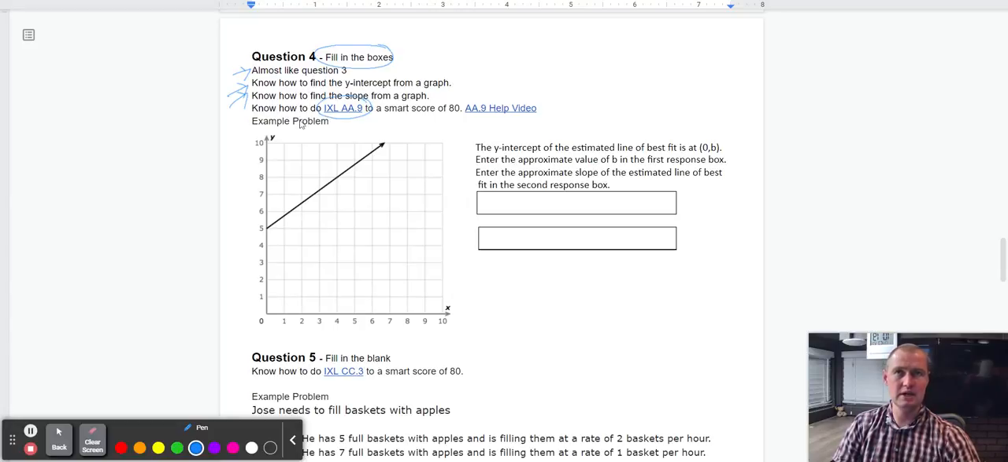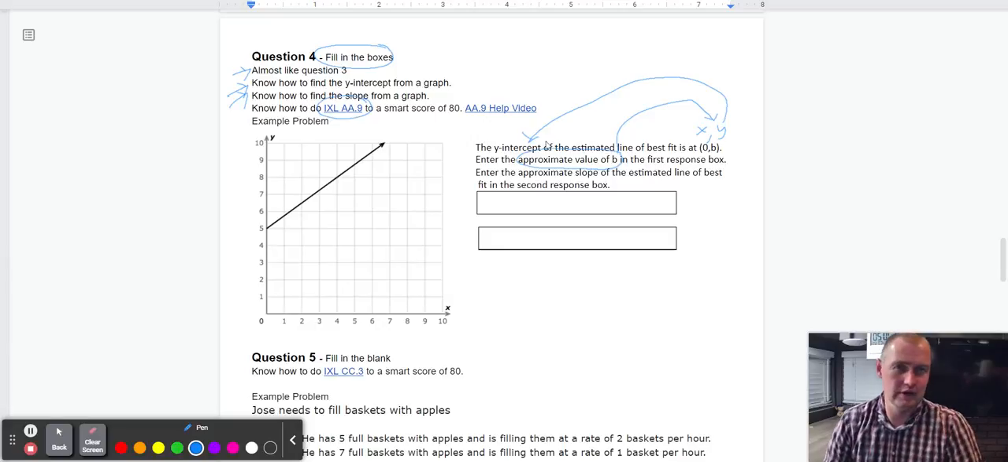Let's take a look at the example problem. The y-intercept of the estimated line of best fit is at 0, b. Remember, 0 represents the x, the b represents the y. Enter the approximate value of b in the first response box. Notice that they make it so confusing, but when they're asking for the approximate value of b, they're just asking for what's the y value, which means what is the y-intercept.